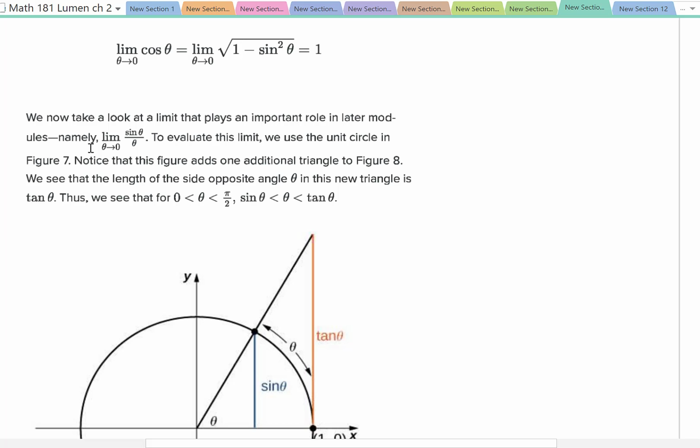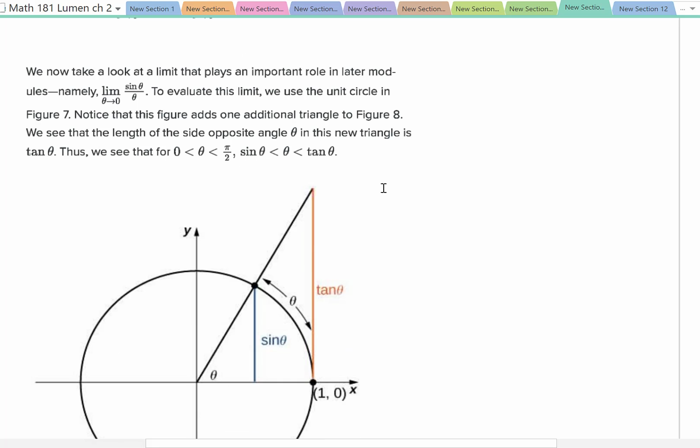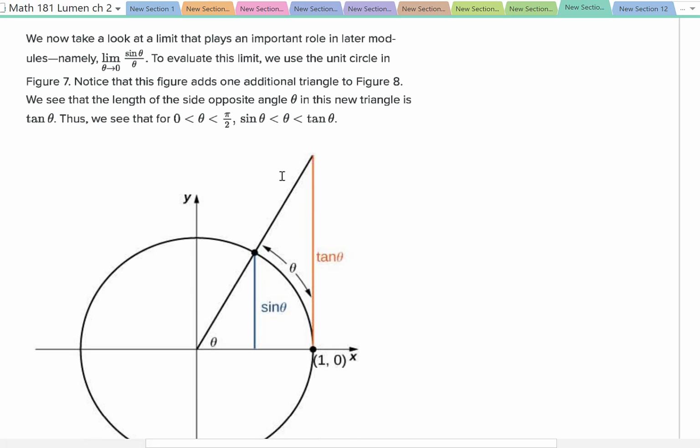Now we look at a limit that plays an important role in later modules, namely the limit as theta approaches 0 of sine of theta over theta. This is a big deal here. To evaluate this limit, we use the unit circle in Figure 7. Notice that this figure adds one additional triangle to Figure 8. We see the length of the side opposite the angle theta in this new triangle is tangent theta.